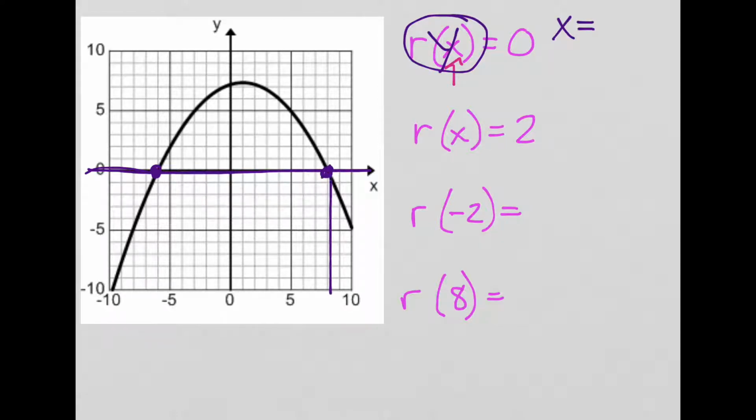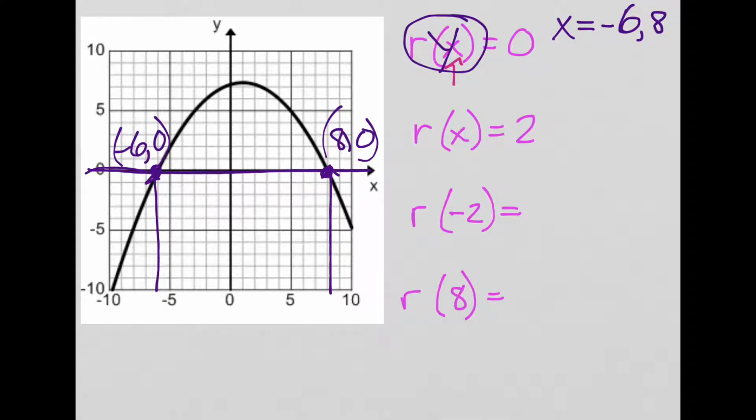X is going to be right there. It could have been 8, and right here, it could have been negative 6. So x equals negative 6 and 8. Those are our 2 choices. Both of them are your answer. There are 2 points where my function has a y equal to 0. One's at negative 6, 0, right here. And the other is at 8, 0, like that.